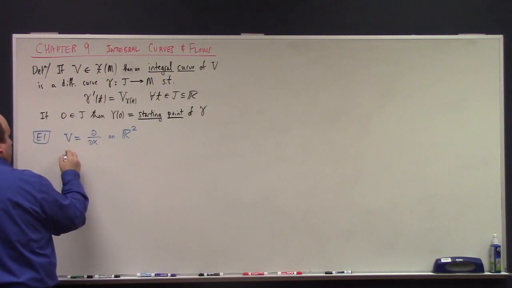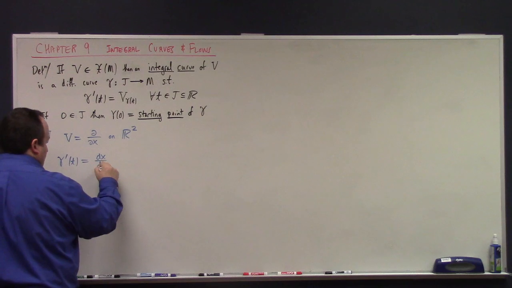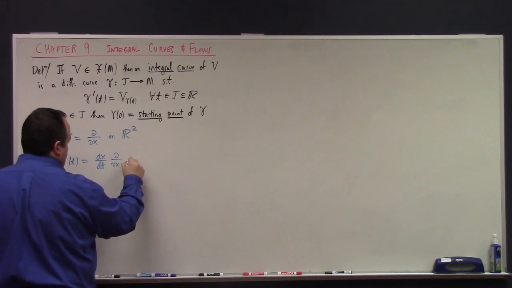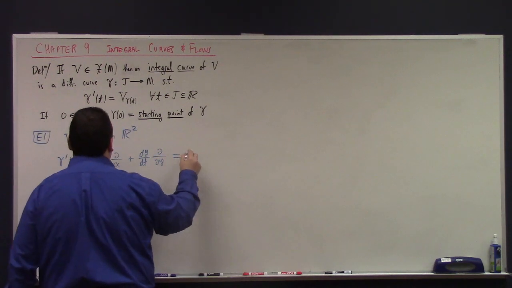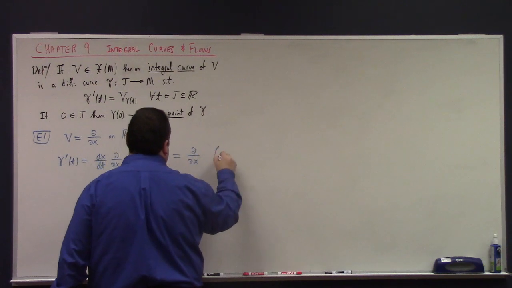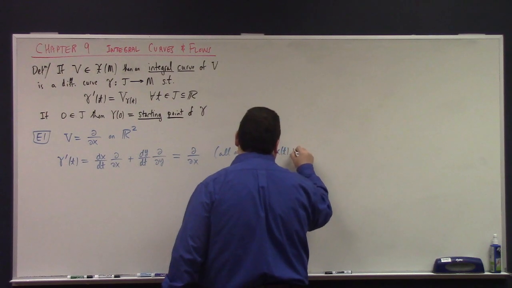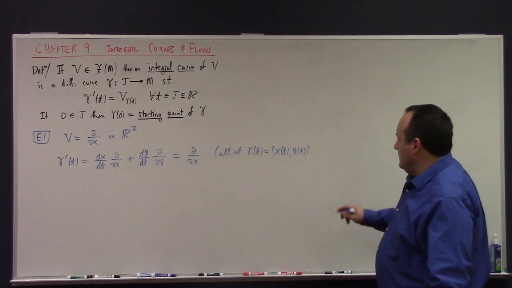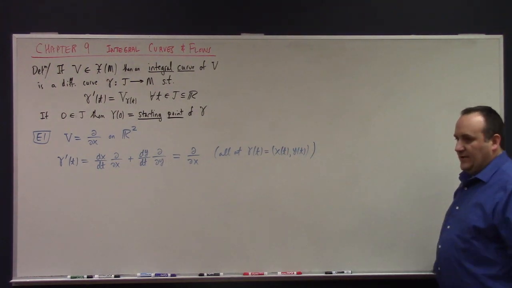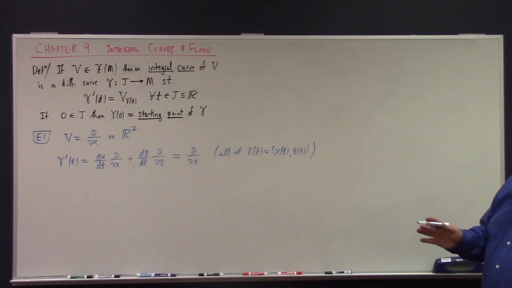Let's work it out though. So here's what we're going to do. We're going to say that gamma prime of t is equal to dx/dt partial x plus dy/dt partial y, and that is going to be equal to partial x. Now this is all at gamma of t, which is equal to (x(t), y(t)). But I'm not going to write all that out because it would be annoying. I'm also using x and y in at least 2, possibly 3 different ways in this calculation. I hope that's okay.